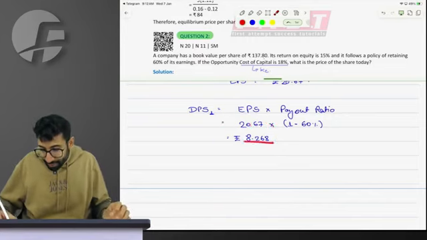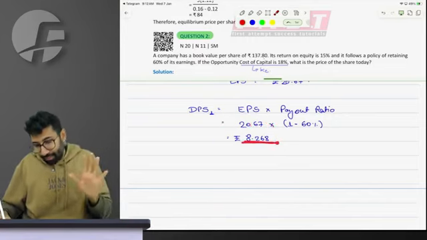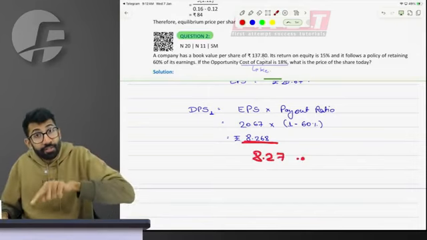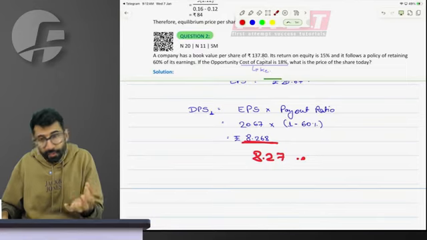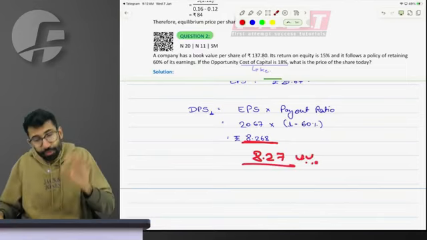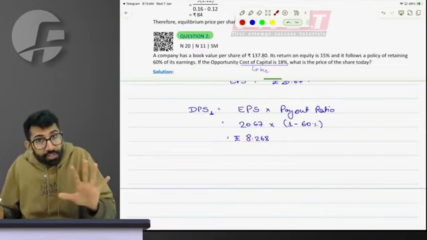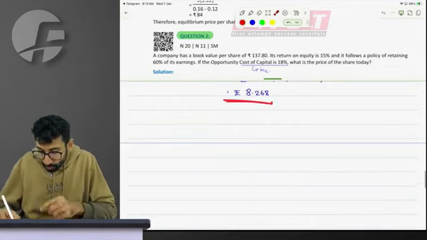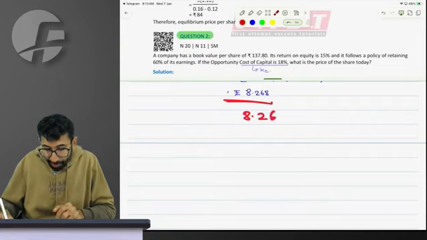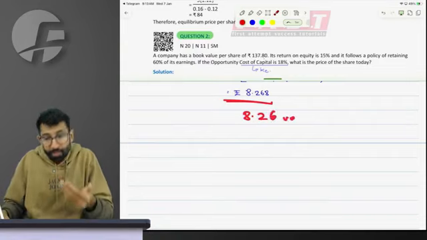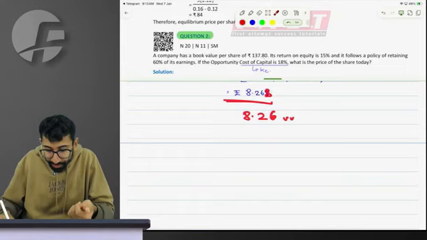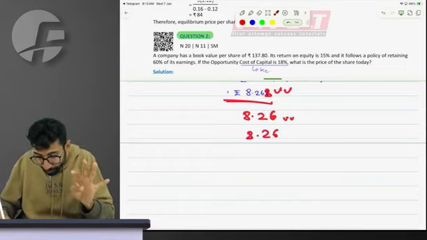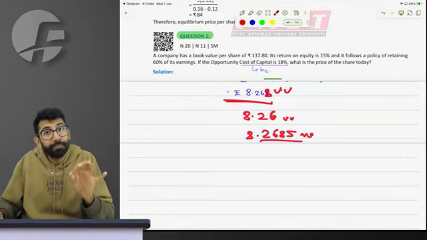Sir, something is 8.268. Should we make it 8.27? If the question says round it off to 2 digits after the decimal point, then you round off to 8.27. If the question does not say anything, then you continue with the natural number. Suppose if you calculate it naturally, it turns out to be 8.26, continue with it. If it naturally turns out to be 8.268, you continue with it. Even if it is 4 digits after the decimal point, 8.2685, you continue with it.